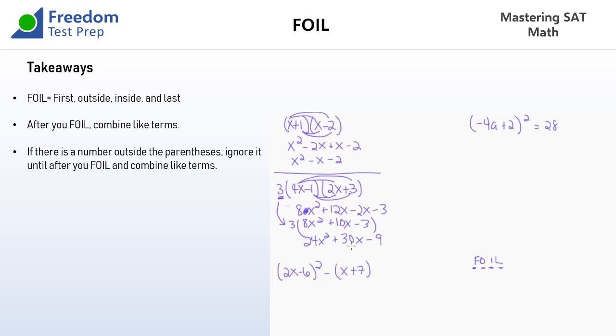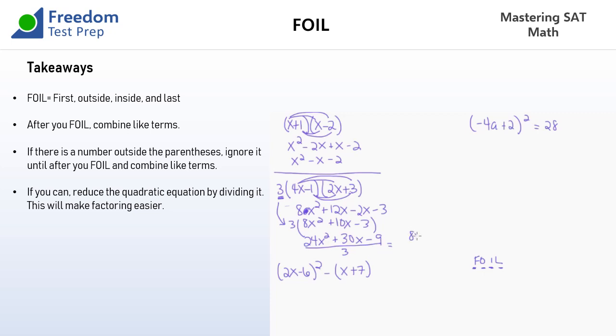Now, if we're smart, we would see that all of these numbers are divisible by 3. So it's really nice to reduce. It makes everything easier. So 3 is going to be divided into each of these 3 numbers. So 3 into 24x squared is 8x squared. 3 into 30x is 10x. And 3 into -9 is -3. And that's going to be our answer. Okay.